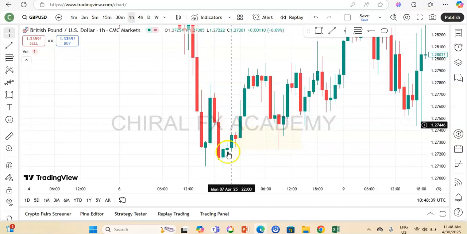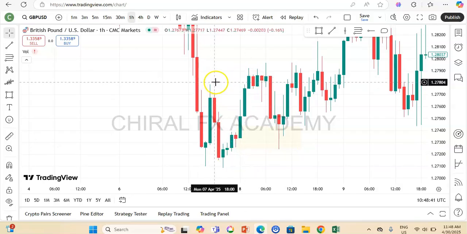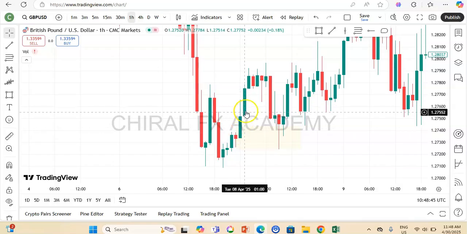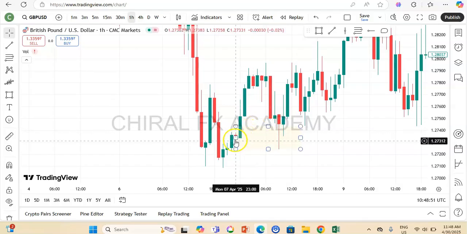It took out this high. Remember, I said the second leg must take out what? A high. The last high. It took it out. Now there are a series of what? See, fair value gap. So the market didn't use this fair value gap. It used the what? The other block.